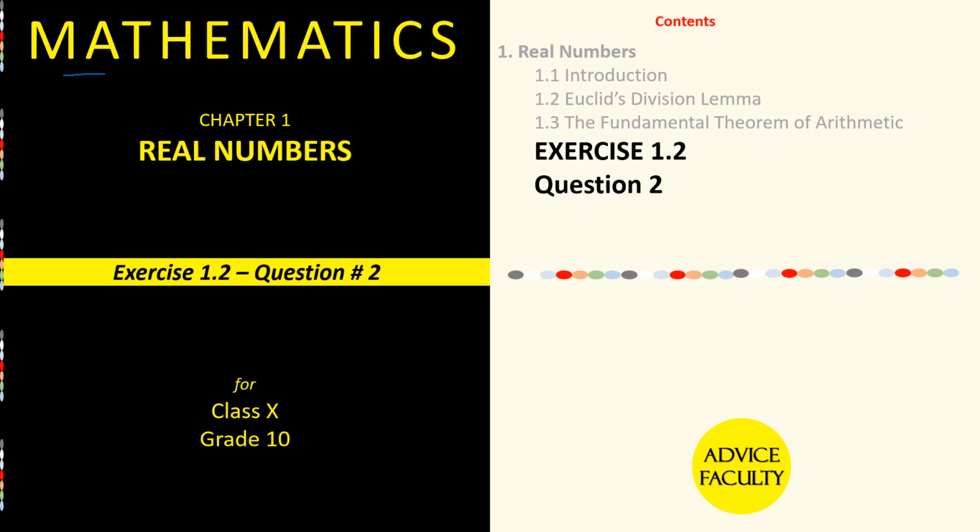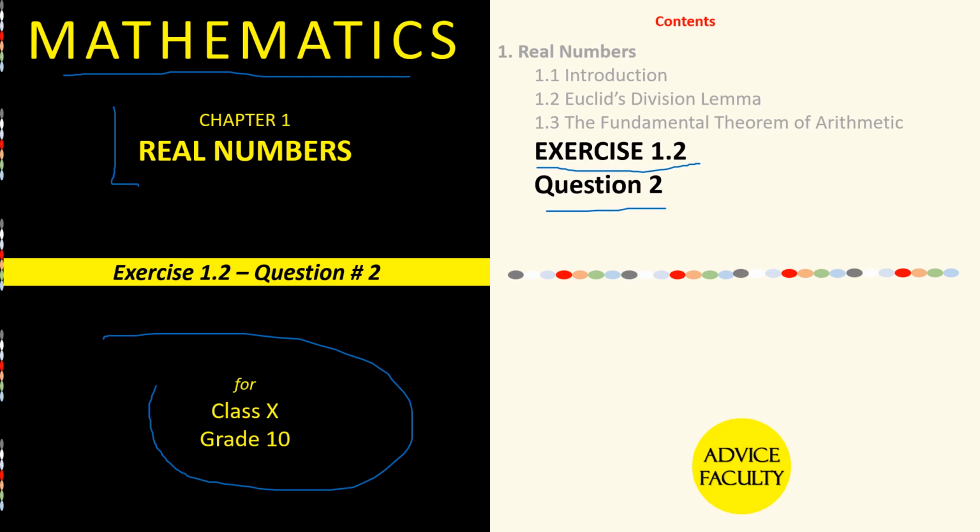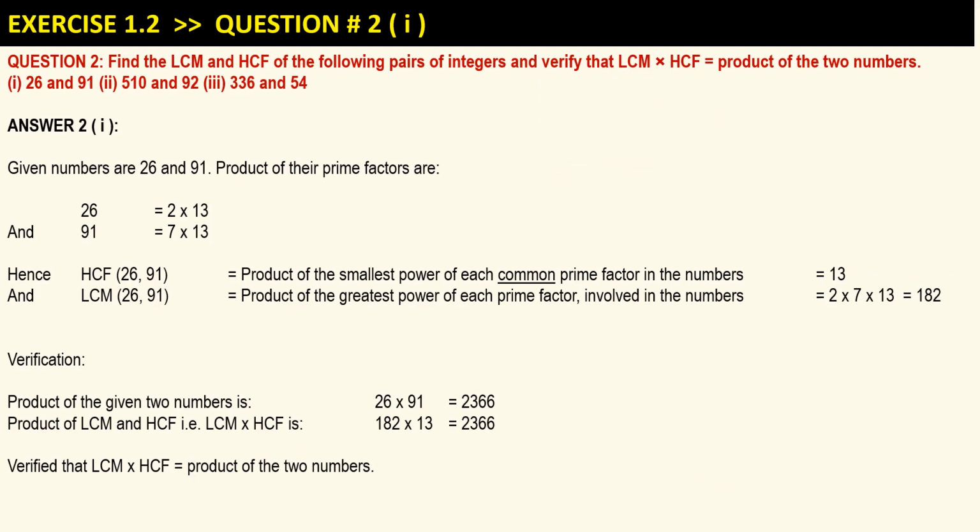Hi, this session is on mathematics, chapter 1 on real numbers for grade 10, and the exercise is 1.2. The question number is 2. The question says, find the LCM and HCF of the following pairs of integers and verify that the LCM multiplied by the HCF is equal to the product of the two numbers. The part 1 is 26 and 91, and we shall solve this now.